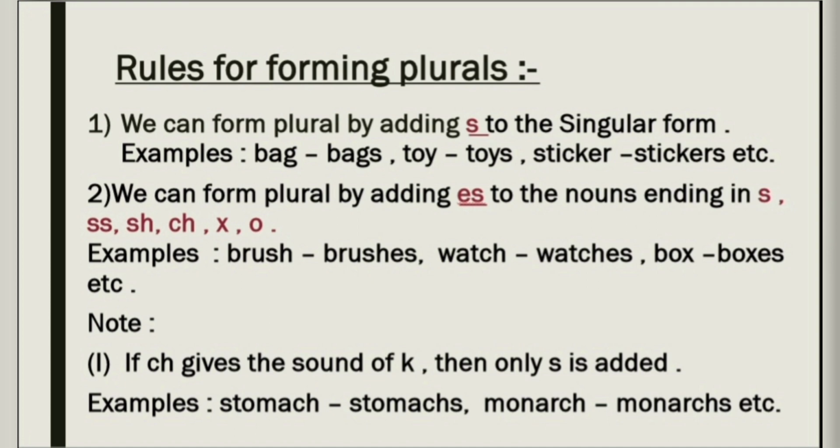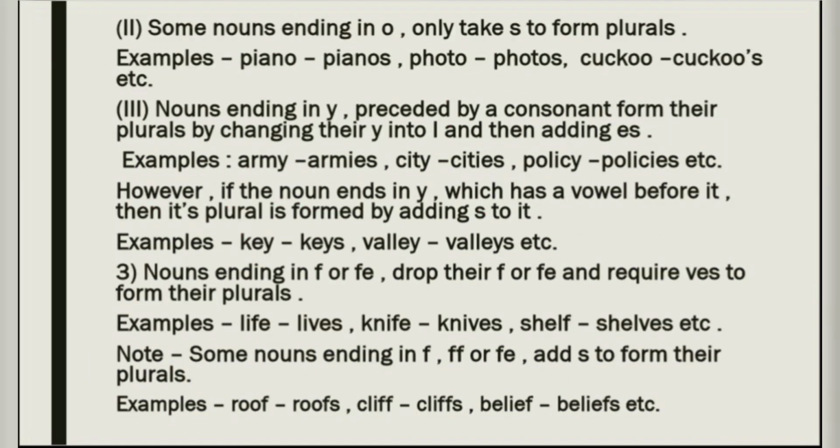Similarly, box and boxes. But you have to take care of these points: if the ch is giving the sound of k, then you'll only add s. Stomach is giving the sound of k and not ch, so stomachs. Similarly, monarchs. The next point to be noticed is that some nouns ending with o only take s to form plurals. For example, piano, pianos, photo, photos, cuckoo, cuckoos. It's not apostrophe s, it's s.